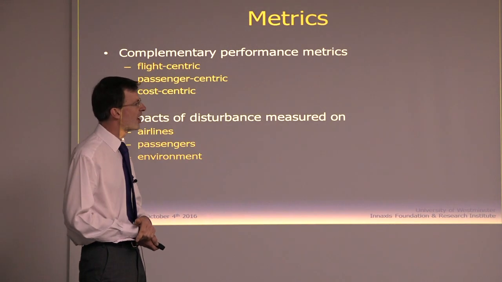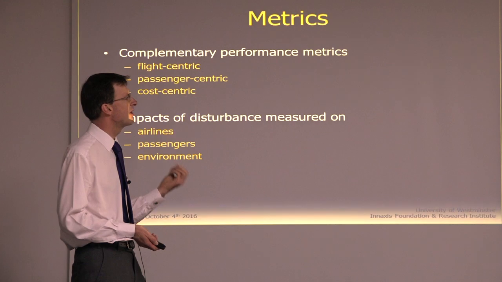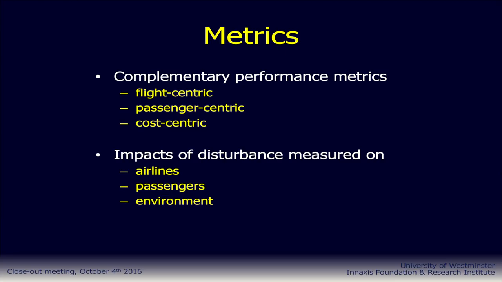And cost-centric metrics, such as the cost of delay. Basically, so far, in terms of the impacts on the network, we're measuring disturbance at the moment on airlines in terms of cost of delay, and passengers in terms of delays to their journeys. We also have some value of time metrics. And as you'll see later, the environment as well. We can also measure CO2, airborne and ground CO2, as part of the mechanisms under the disturbance.